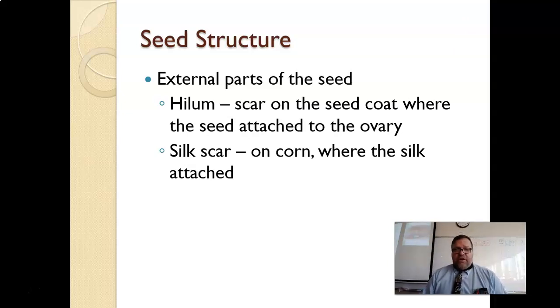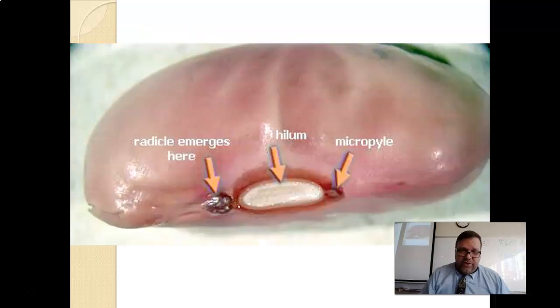Silk scar on corn is where the silk is attached. We're going to look at that today on our lab. The silk scar. Silk is the stuff, when you get the corn on the cob and you peel off, you have all that little strands of stuff you have to get rid of, right? They all attach on the kernels. We'll show you where they attach.